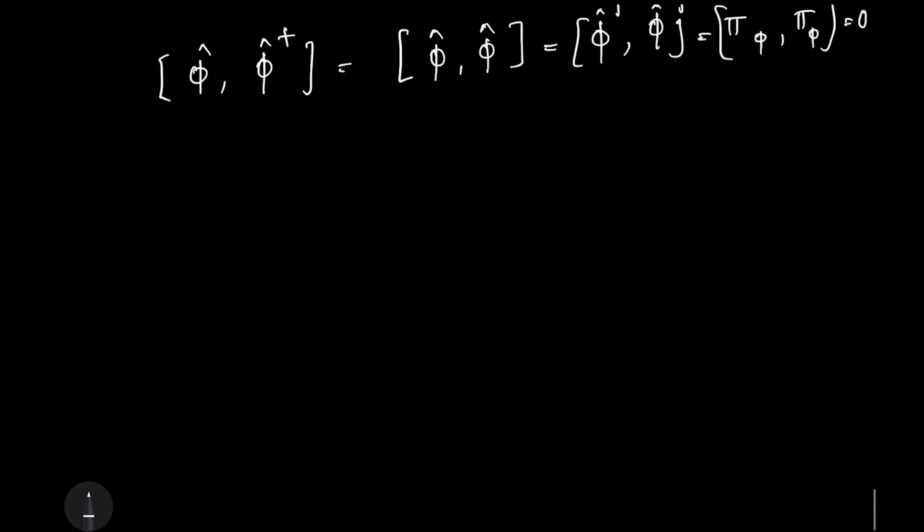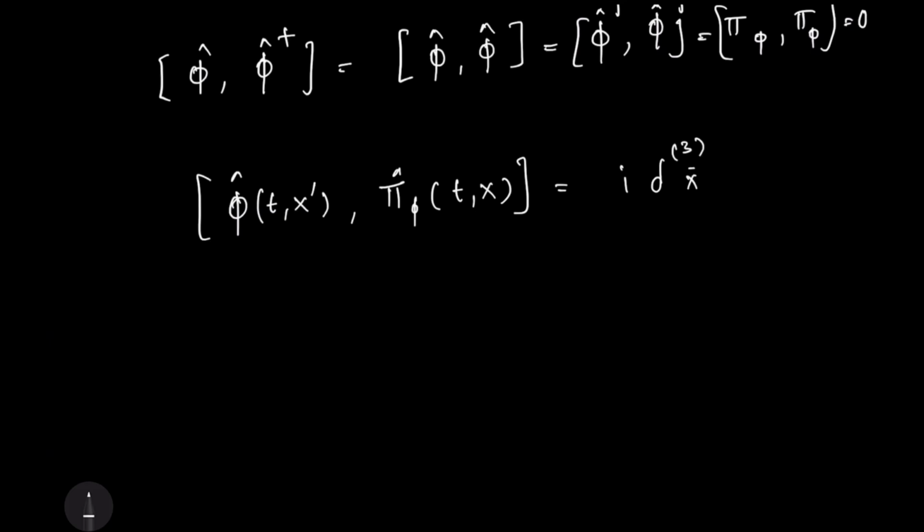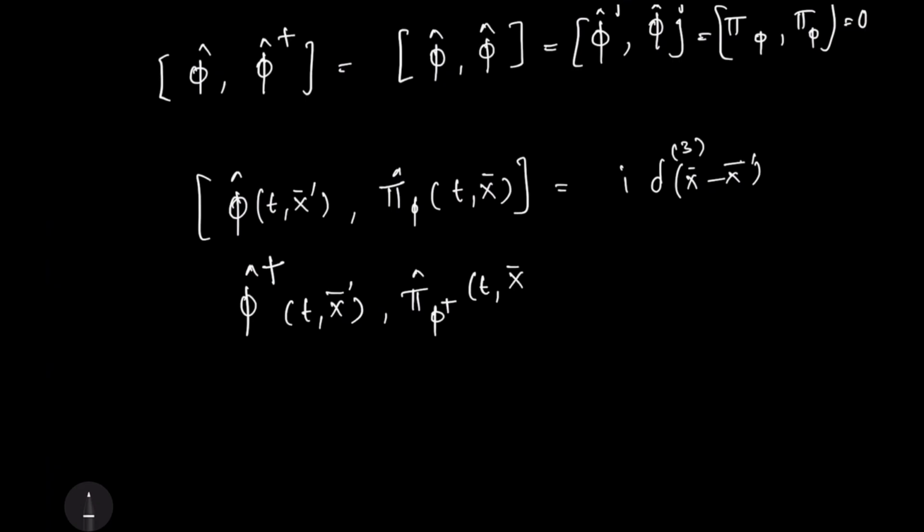And as usual, we have the commutator of phi of t comma x prime with pi of t comma x is equal to i del cube x minus x prime, right? And similarly for phi dagger of t comma x prime and pi dagger of t comma x, equal to i del cube x minus x prime. To save the time, I am not writing the expression, but all of this must be evaluated at the same time but at different spatial locations.